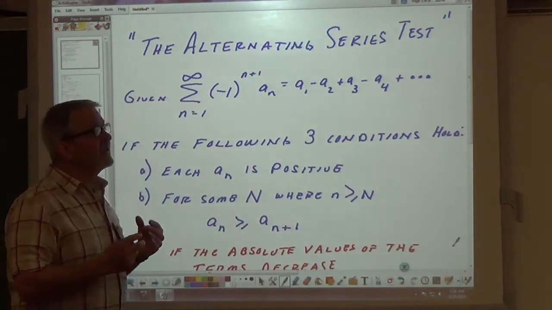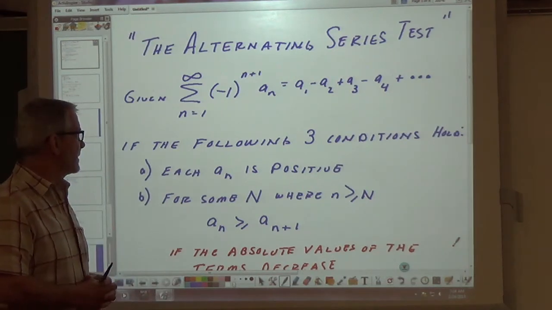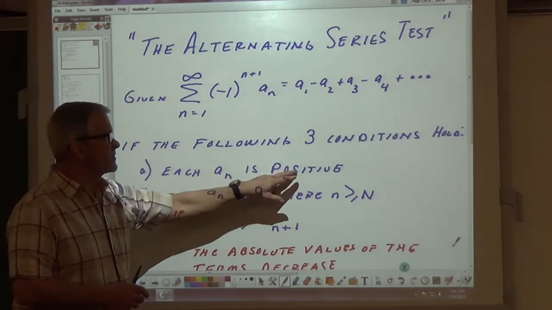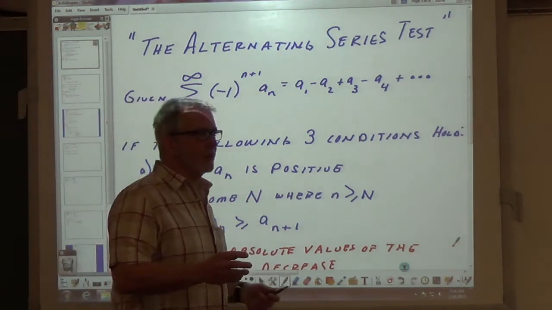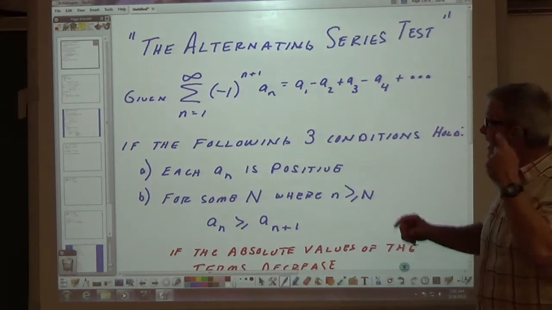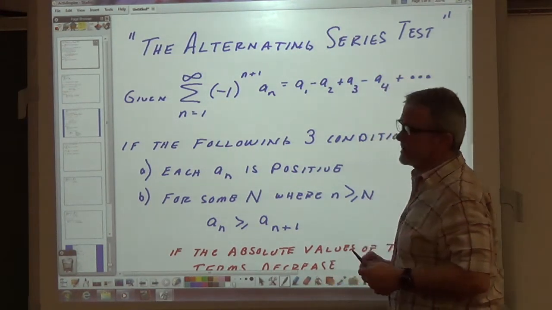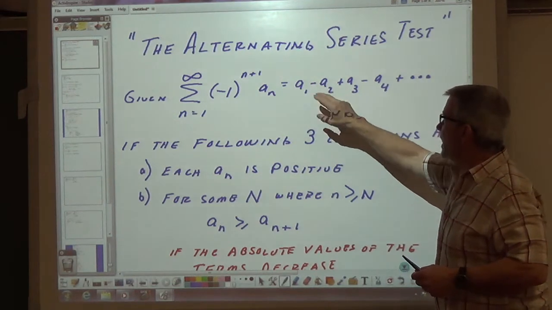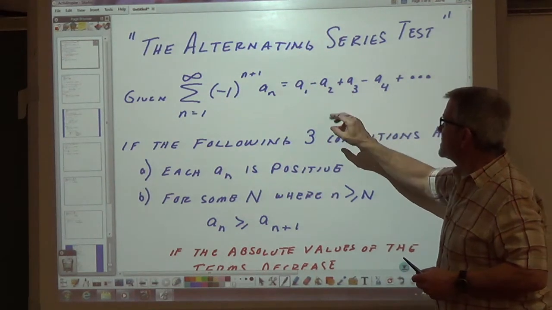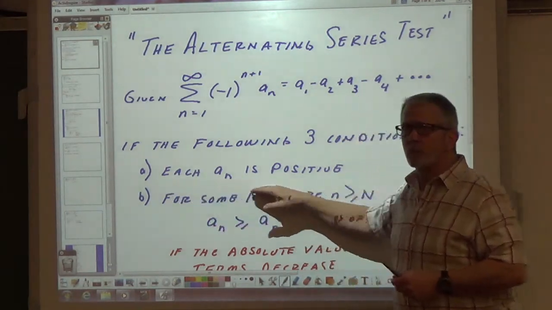If the following three conditions hold, we have to be careful with them. First, each a sub n is positive. I want to verify that each term is positive, without the plus and minuses. Each term has to be positive. We'll look at that.